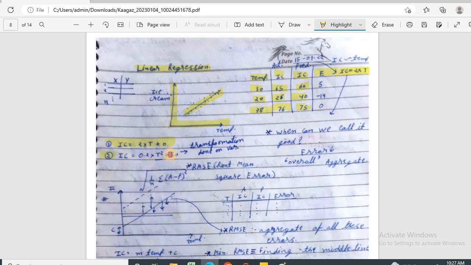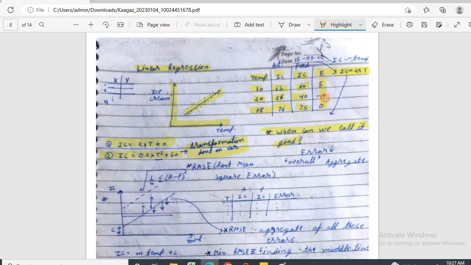So we will hypothesize things like ice cream sales is 2 times temperature plus 0, and then ice cream sale equal to 0.2 into temperature square plus 50. Here a transformation we need to do on the target variable because it should be linear. So like this we are doing. So when we call this hypothesis, this equation which we are finding, good, we should make sure that our error should be least.